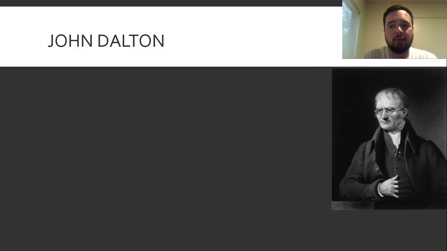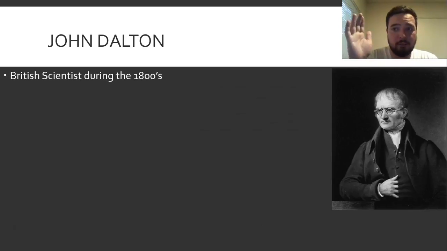Then we get to John Dalton, this classy young fellow right here. He was a British scientist during the 1800s, so a very large leap from 400 BC to the 1800s. For a lot of the stuff in science, it didn't really start developing until it was culturally good to start having ideas of your own that went against church and state and so on and so forth.